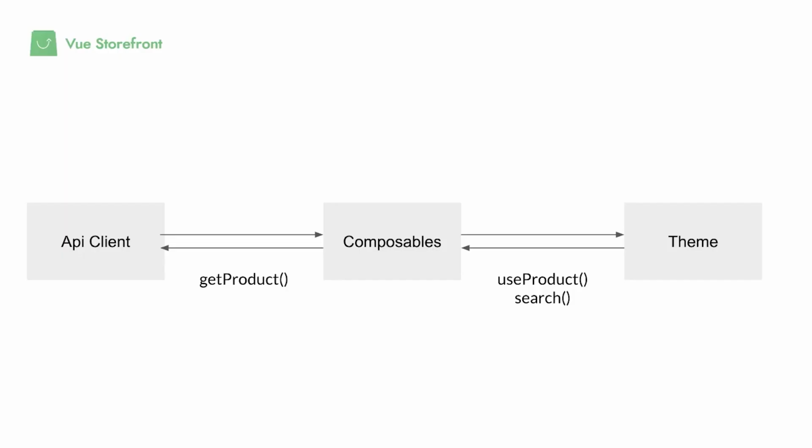Now let's take a look at how the flow of getting data from your theme to the API client usually looks. In the theme we are using a Composable. In that case we are using the search method from useProduct. Then the Composable under the hood is calling getProduct from the API client. Then as a response from the API client we are getting products. And the Composable is enriching it with some additional reactive data that is available in the theme. So it could be loading, error, or some other stuff.